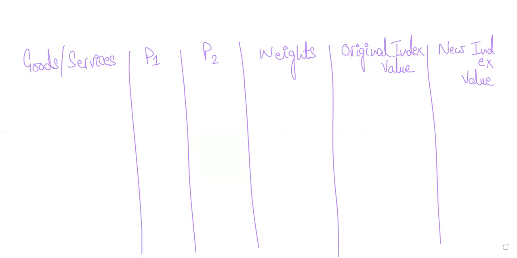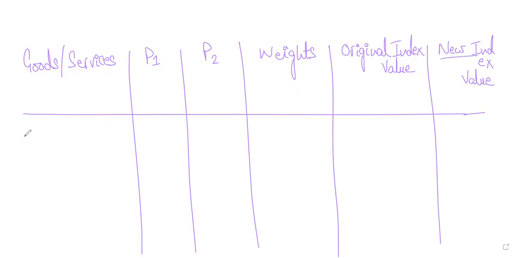Okay, now let's keep moving. So think about this. What are the different columns that we have created over here? We have the first column for goods and services. We'll list down the goods and services that have to be part of the consumer price index. Then we will record two sets of prices, at the start of the period and at the end of the period. Then you have to assign weights to these different products. Then you will calculate the original index value, and then the new index value, right? So shall we get started?